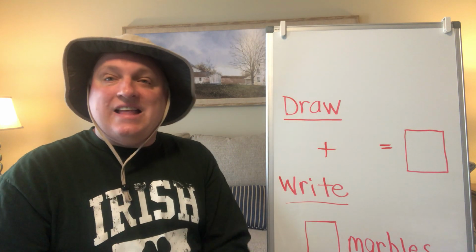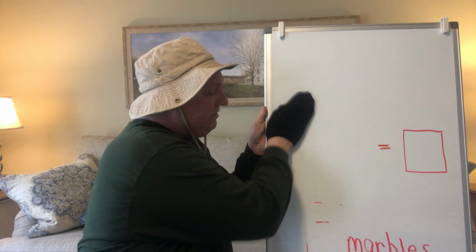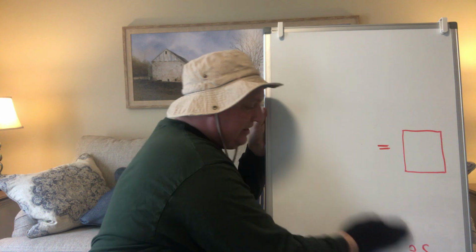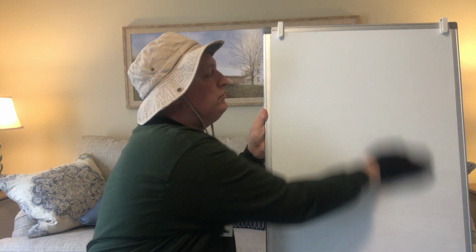So now the main lesson for today deals with comparing the efficiency of counting individually versus making groups of 10, which is what we talk about in place value.